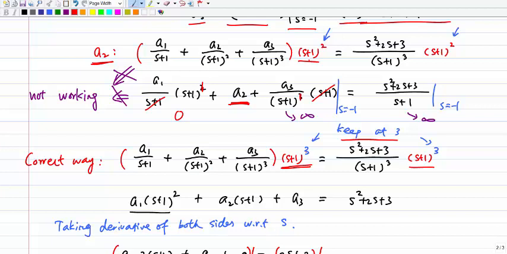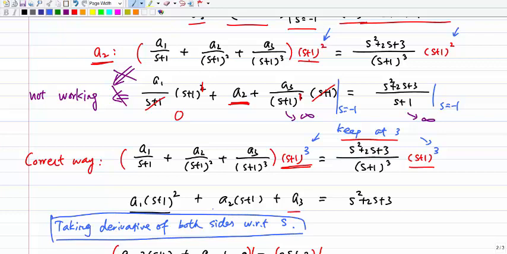Then it will remain s plus 1, and a3 will be here. The right hand side of the denominator will be cancelled out, so you have s squared plus 2s plus 3. The key idea is I want to take a derivative of both sides with respect to s before I set a special value for s.